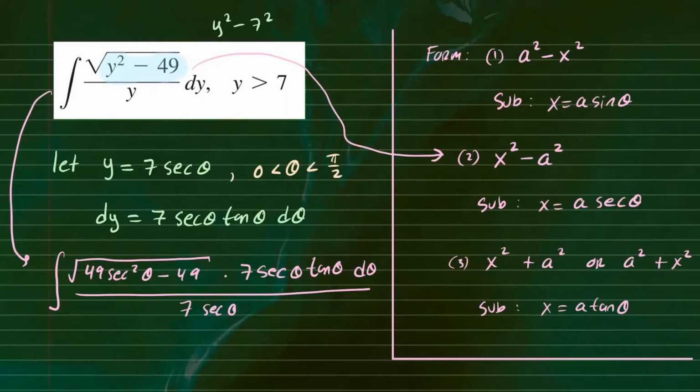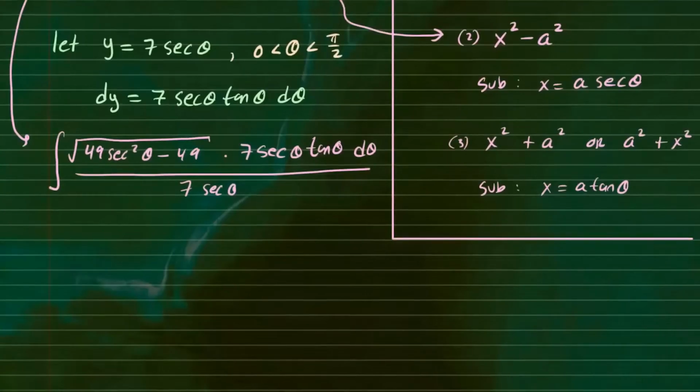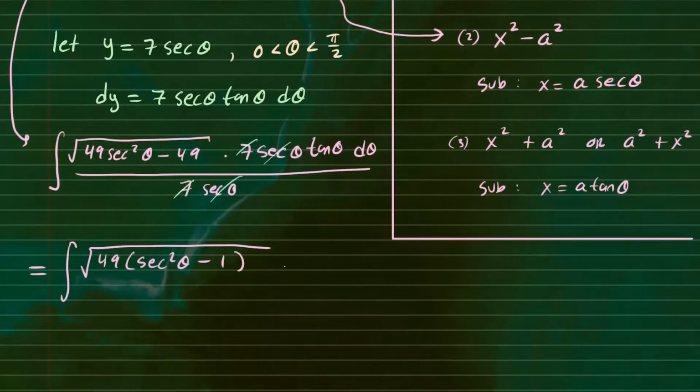Now let's go ahead and carry out the integration. We have a lot of simplification to do. Inside the square root, I can factor out 49. So you get 49 times secant squared theta minus 1. And then here I can also cancel out the 7 and secant theta. So that leaves me with just a tangent theta d theta.